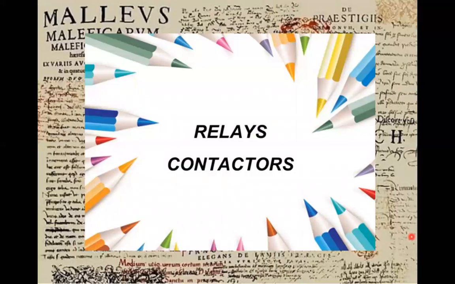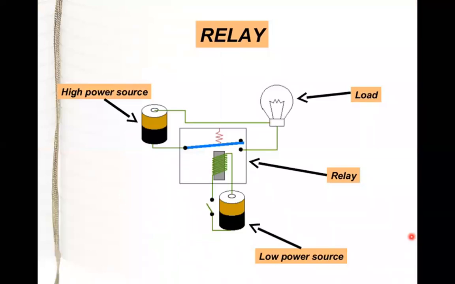The next are relays or contactors. This is a nicely shown diagram. Here is the high power source and this is a low power source, and the low power source is wound here. Here we have used an inductor, and with the low power source, according to electromagnetic induction, this will work as a switch. So this mechanism is called a relay, and here we can see the output.